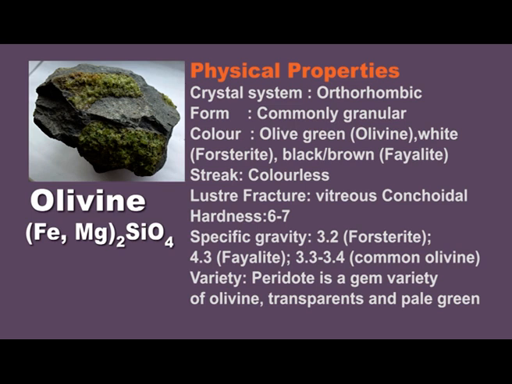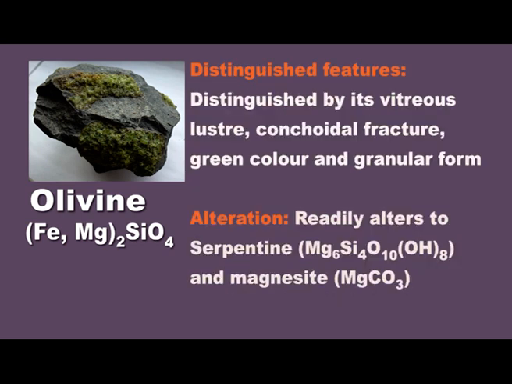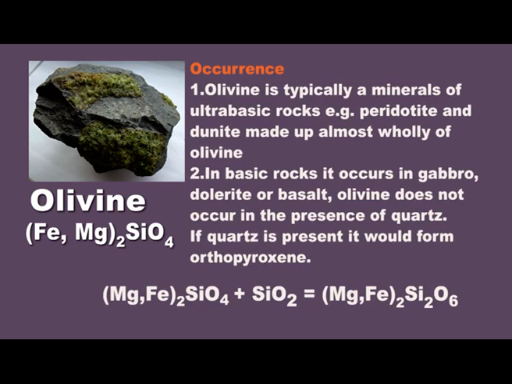Variety: peridot is a gem variety of olivine, transparent and pale green. Distinguishing features: its vitreous lustre, conchoidal fracture, green color and granular form. Alteration: readily altered to serpentine, Mg6Si4O10(OH)8, and magnesite, MgCO3. Occurrences: olivine is typically a mineral of ultrabasic rocks, for example peridotite and dunite, made up almost wholly of olivine. Second, in basic rocks it occurs in gabbros, dolerite or basalt.